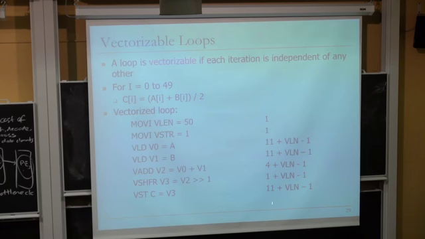And these are the number of cycles each instruction takes. Well, 1 cycle to do the moves. Here, you have 11 cycles to start the first access. And because we have 16 memory banks, we can start consecutive accesses in consecutive cycles. So, basically, it takes 11 plus 50 minus 1 cycles, right?